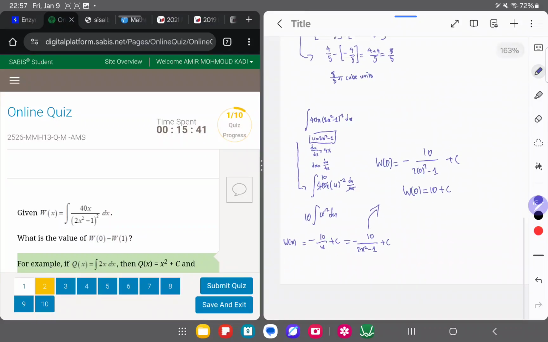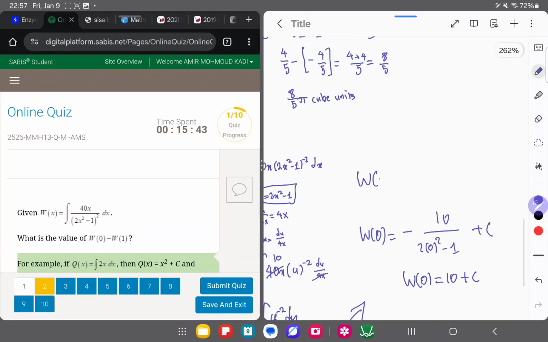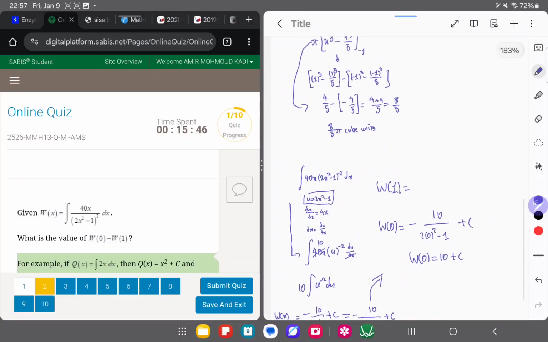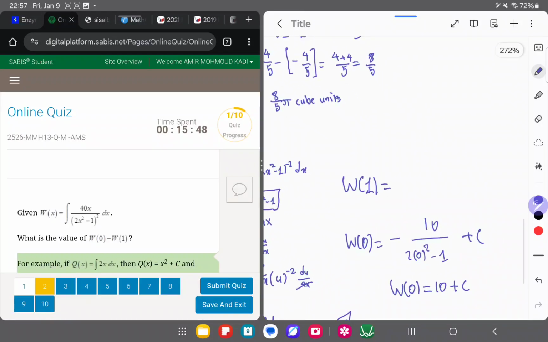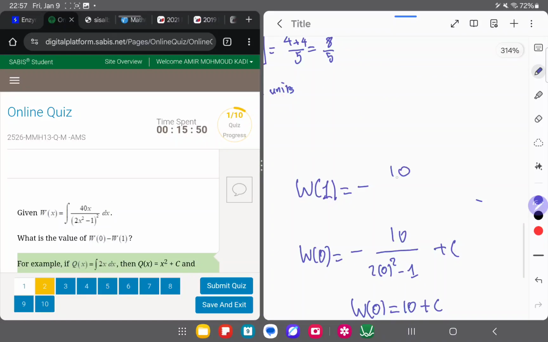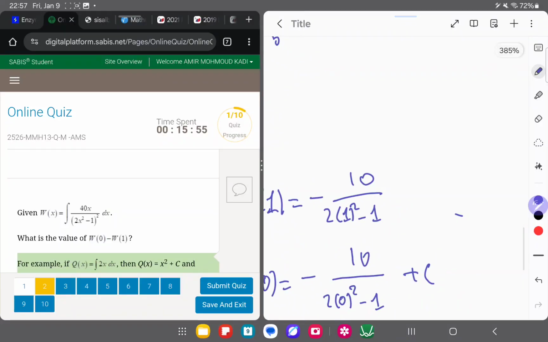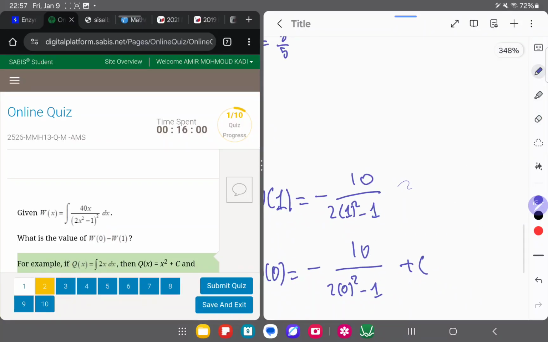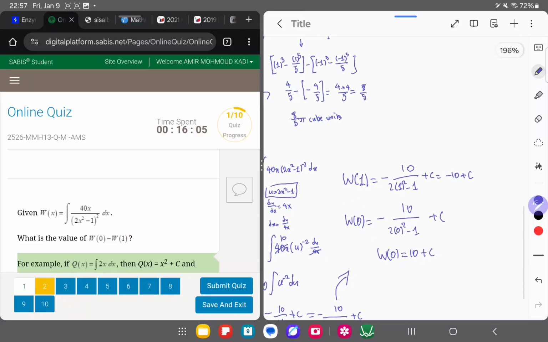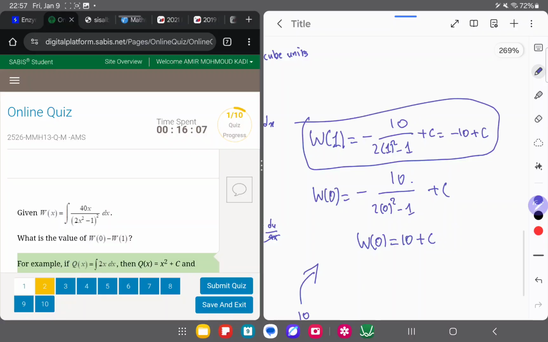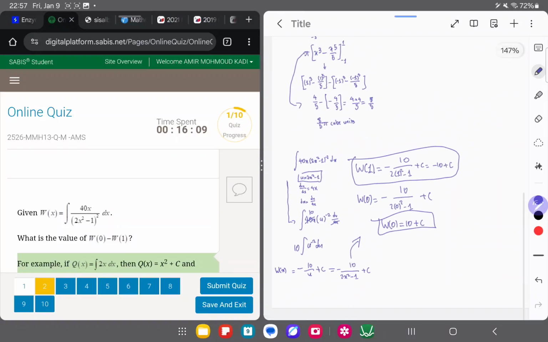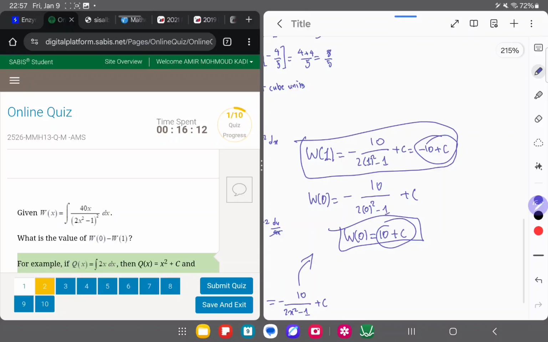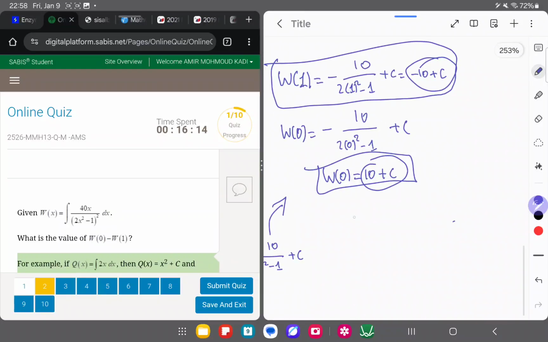Then they're asking to subtract it by w(1), which is equal to minus 10 over 2 minus 1, and then you get, instead of positive 10, you get negative 10. So you get negative 10 plus c. So now we have w(1), and now we have w(0). Now we just subtract these two. Given that these c's are equal, they'll probably just cancel out during the process.